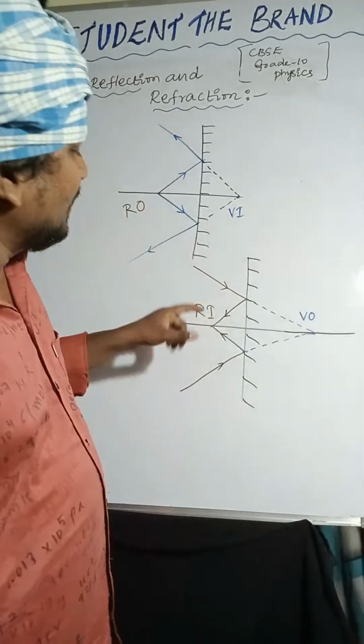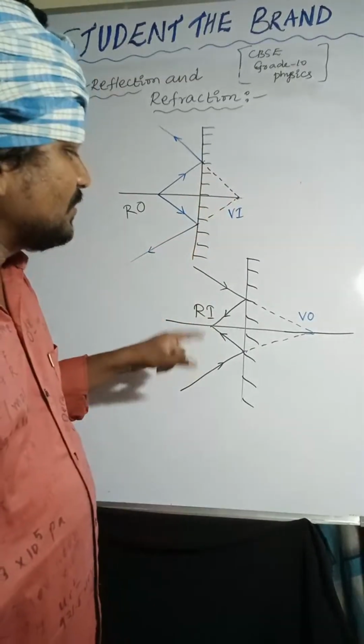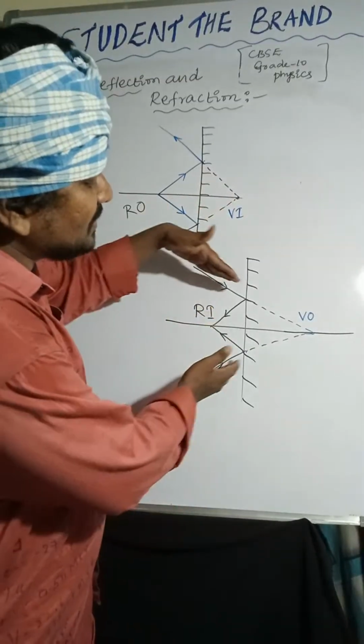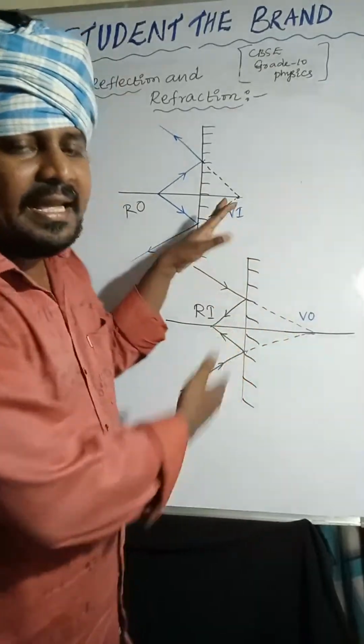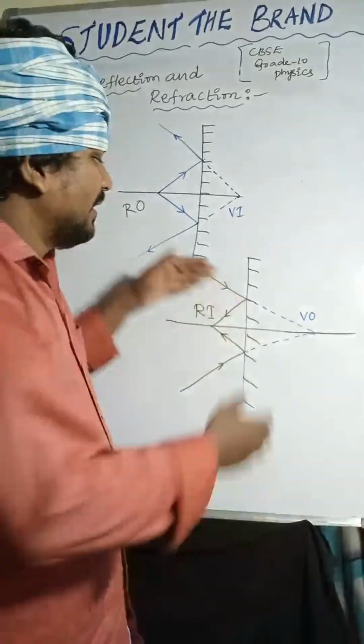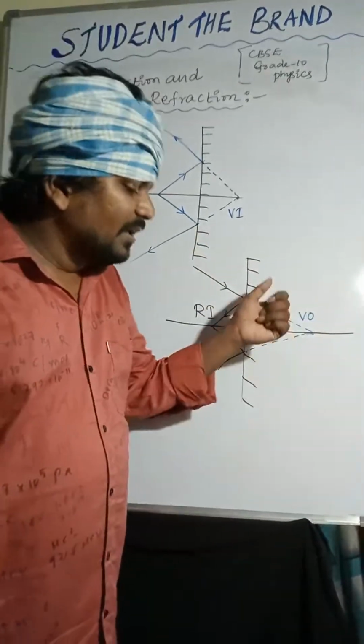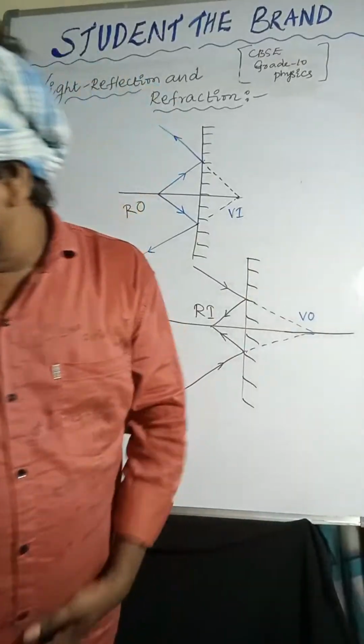So very clear. Here is the real image and here is the virtual image. We are extending the incident light rays. The extended incident light rays are meeting at one point. There, a virtual object is forming.